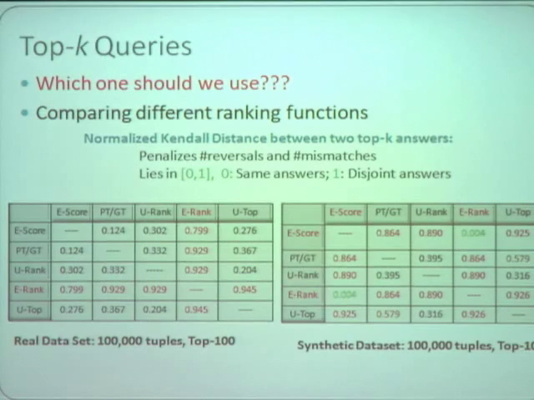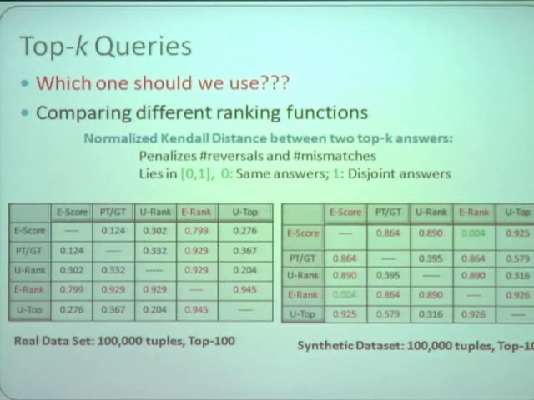So we use this Kendall distance between two top k answers. Basically, this distance is between 0 and 1. If it's 0, it means the two answers are the same. If it's 1, it means the two answers are disjoint. So let's look at these two tables here. They are computed from two different data sets. This is from the real data set, which has 1 million tuples. And those are the different ranking functions from the previous slides. The number here means the Kendall distance of two top k answers: one is obtained by using this ranking function, and one by using that ranking function.